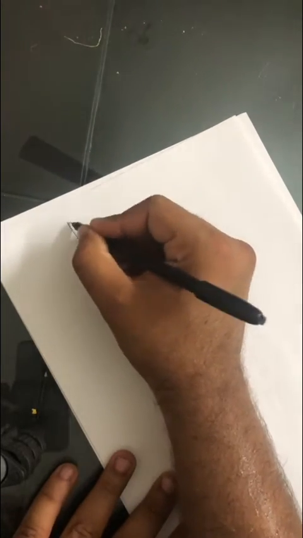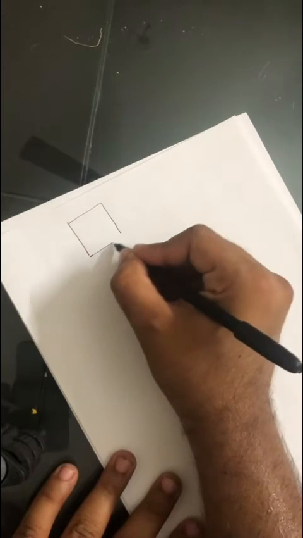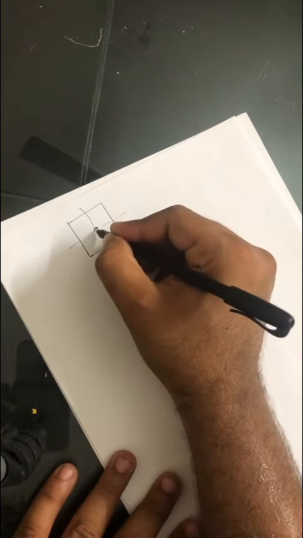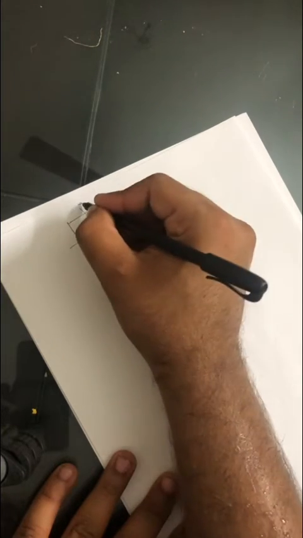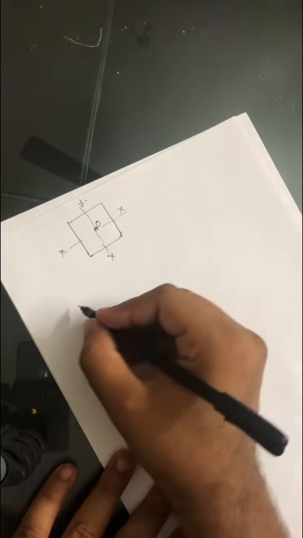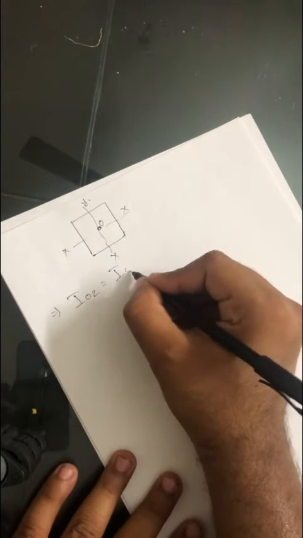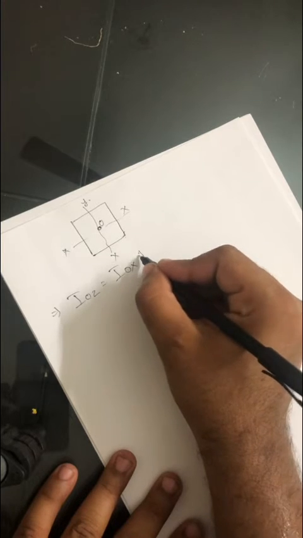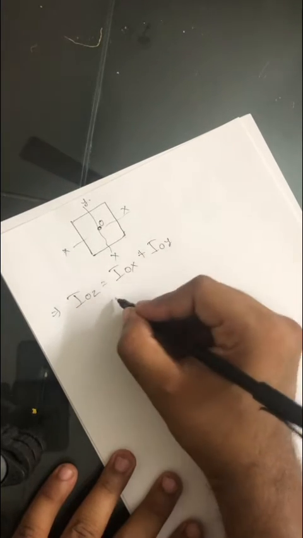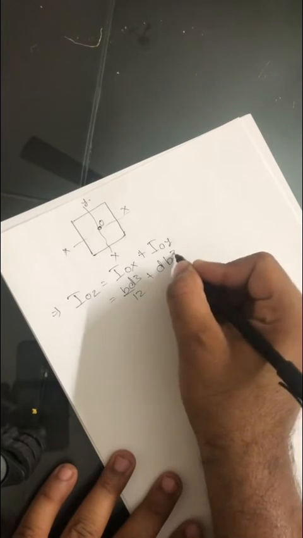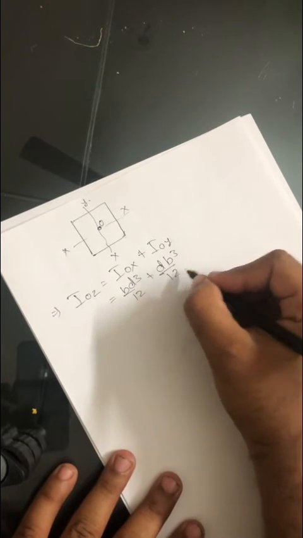Suppose a question is given, we'll find the polar moment of inertia also. If we want to find about the OZ axis, we have already found about XX and YY. So how will we find about OZ? We have learnt in the perpendicular axis theorem that IOZ is equal to IOX plus IOY. So bd cube by 12 plus db cube by 12.